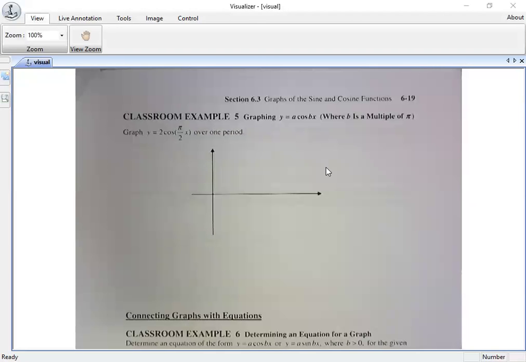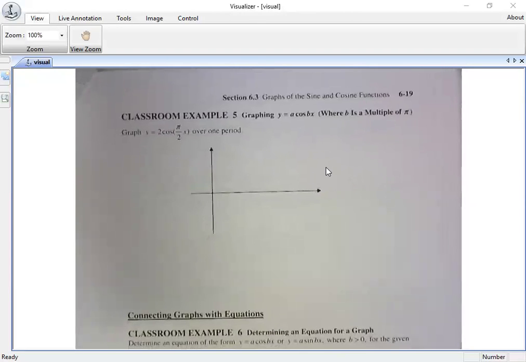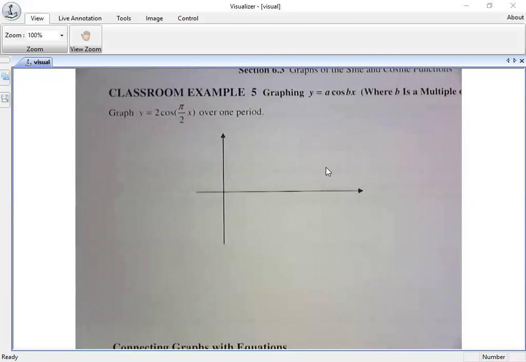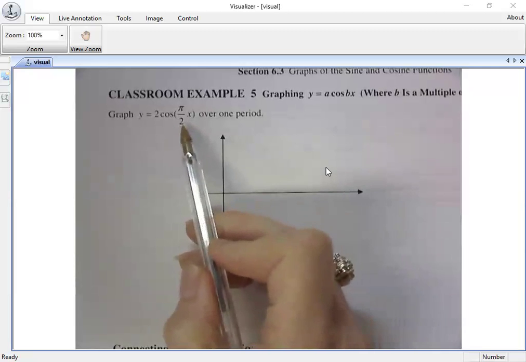Okay. And we're going to talk about how you would graph y equals 2 times the cosine of pi over 2x, and it says do it over 1 period. So talk to me about what you would want to do first. Figure out the x-axis. I think we do need to figure out our scale for the x-axis, because do you see we've got some sort of change in period?